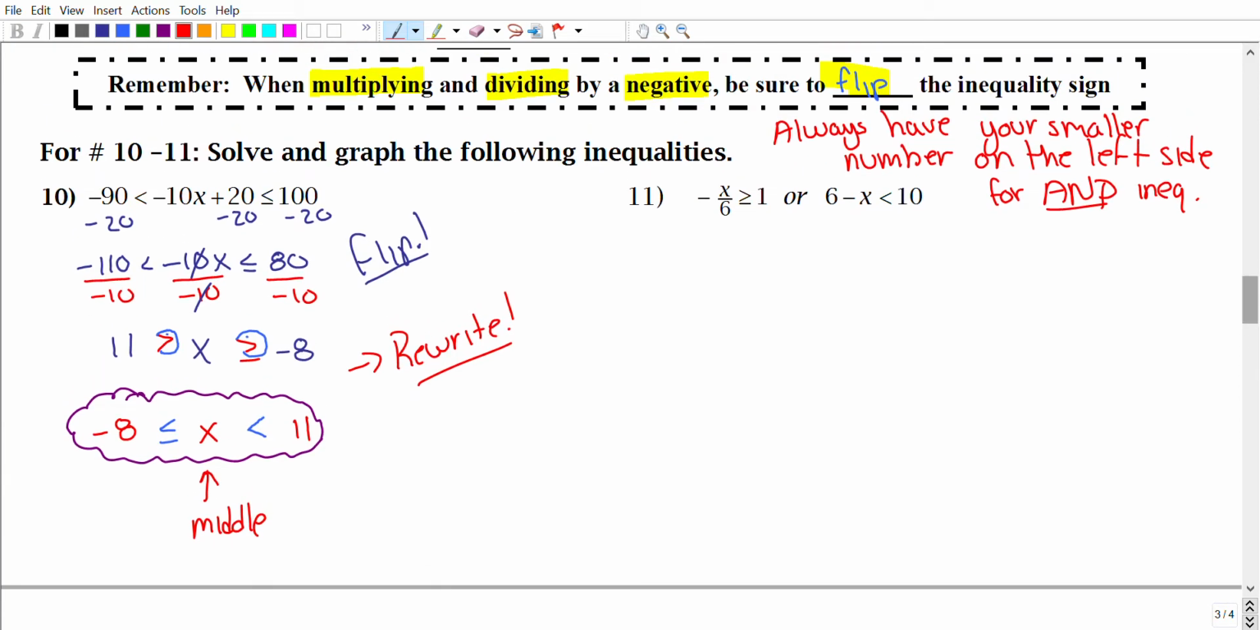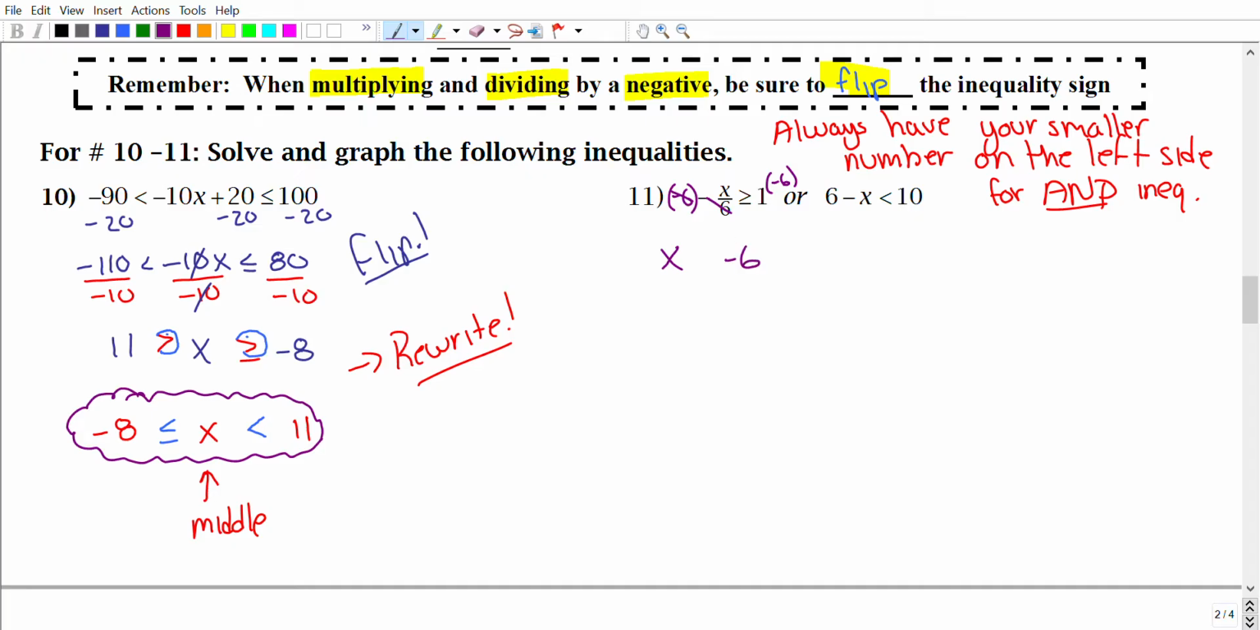Actually, I want to see how well you guys remember these OR inequalities. So why don't you go ahead and pause the video real quick and try these out. All right, so let's figure these two problems out, and we will be done with our unit. So I want the x all by itself, so here I'm dividing by a negative 6, so how do I get rid of that? I have to multiply both sides by a negative 6. Now these two go away. I'm left with x and a negative 6.